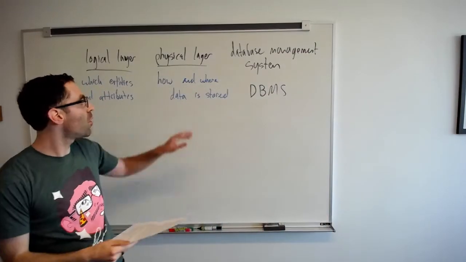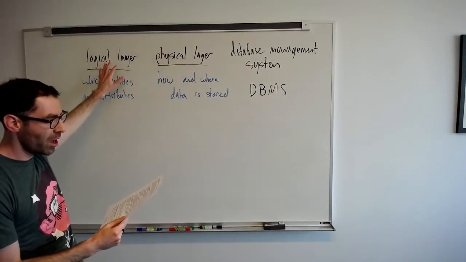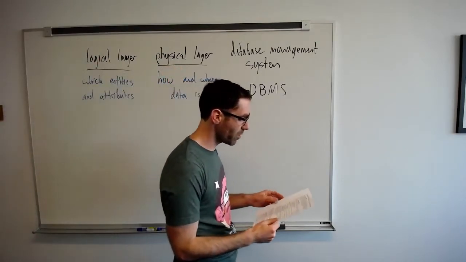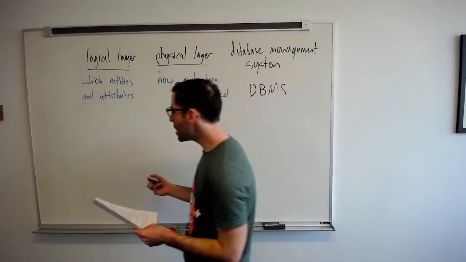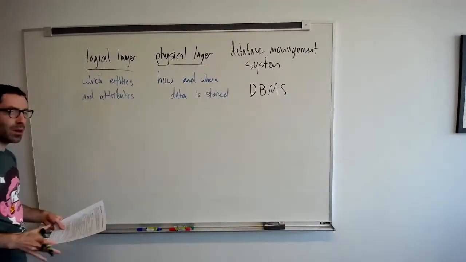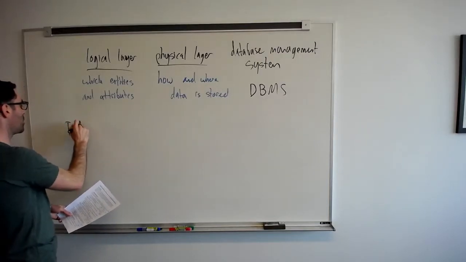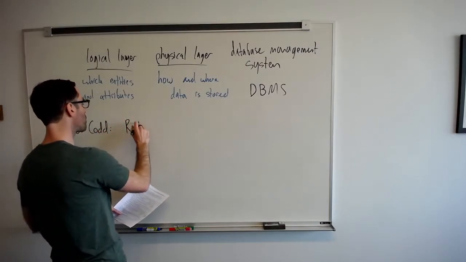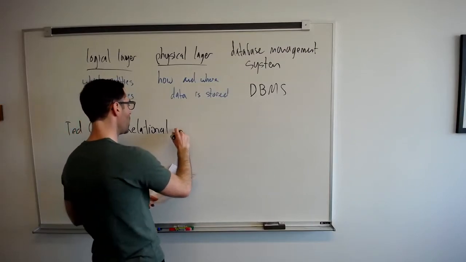This meant that if we wanted to change anything about the physical layer, then the logical layer had to entirely change as well to fit this new physical layer. And so it was in 1970 that a mustachioed British individual named Ted Codd proposed what is called the relational model.